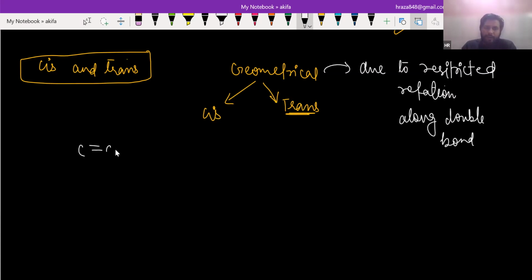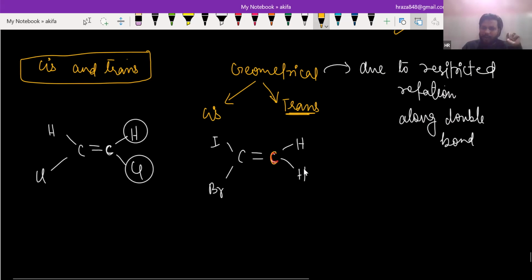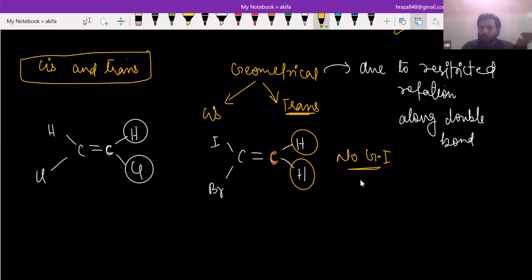So how is it? Basically C double bond C, with H, Cl and H, Cl. Just make sure that if one carbon has the same group, that compound will not show geometrical isomerism. If I give you CHH, and here it is bromine and iodine. First, if the question asks whether it shows geometrical isomerism or not, you will go and check whether this carbon has the same group. That means no GI, it doesn't show any geometrical isomerism.